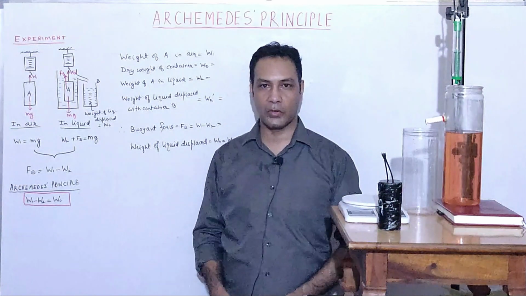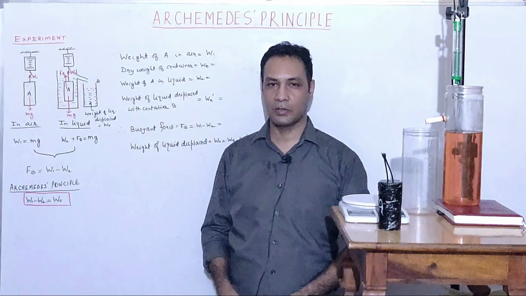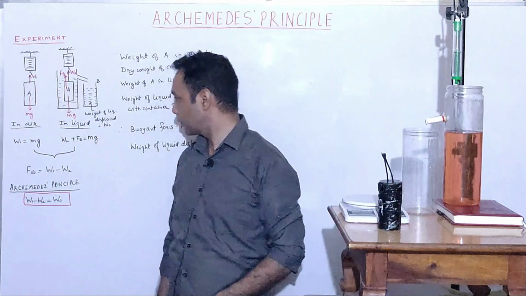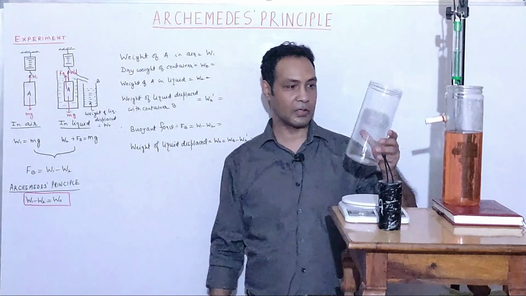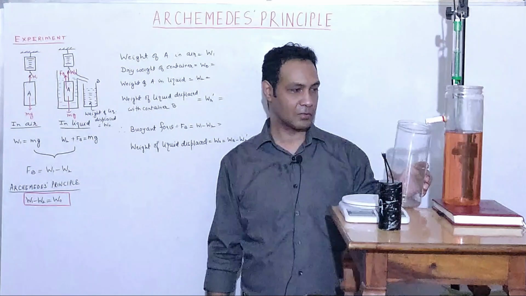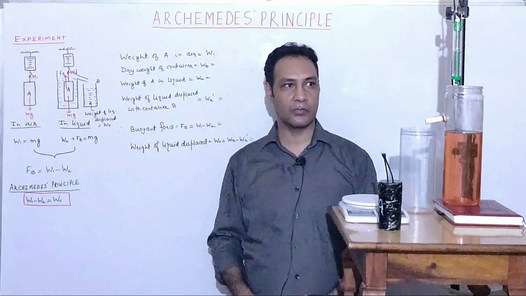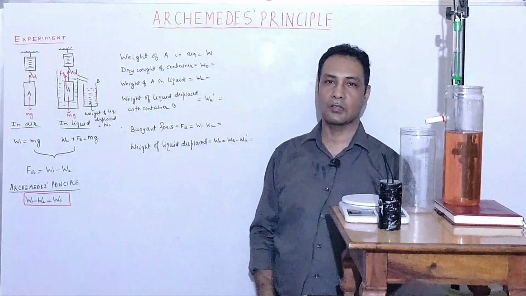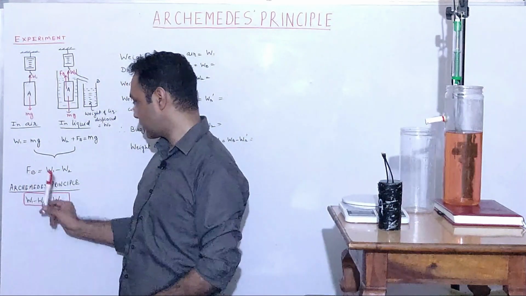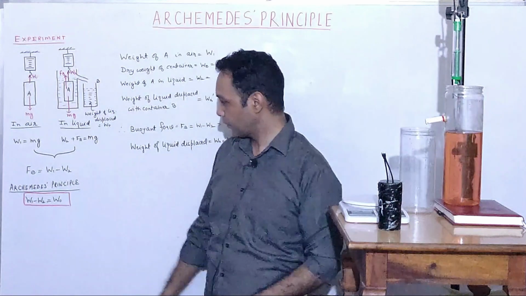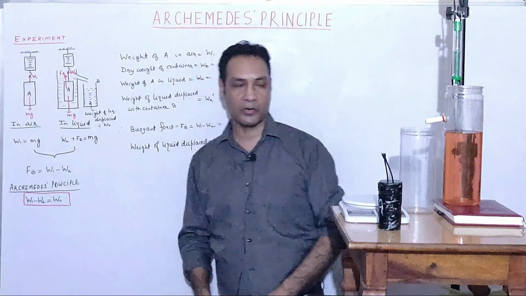So we can measure the buoyant force by measuring the weight first in air, then in the liquid. We will also measure the weight of the displaced liquid. First we will measure the weight of this empty container, and then the weight of the displaced liquid plus the can. If we take the difference, we'll get the weight of the displaced liquid. If the Archimedes principle is true, Fb should equal the weight of the liquid displaced. It means W1 minus W2 should equal the weight of the liquid displaced, and that's what we are going to verify.